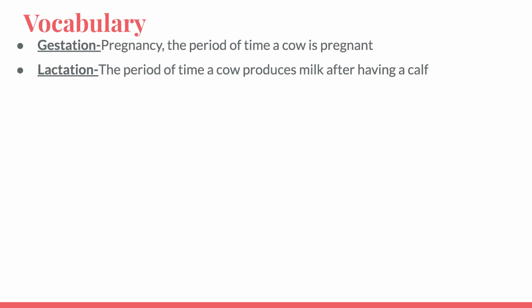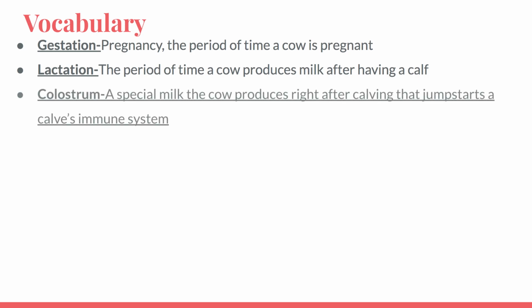So our next word is going to be lactation. Lactation is the period of time a cow produces milk after having had a baby. So after a cow freshens, she will begin her lactation. All right, colostrum. Colostrum is a special milk the cow produces right after calving or freshening that jumpstarts a calf's immune system.